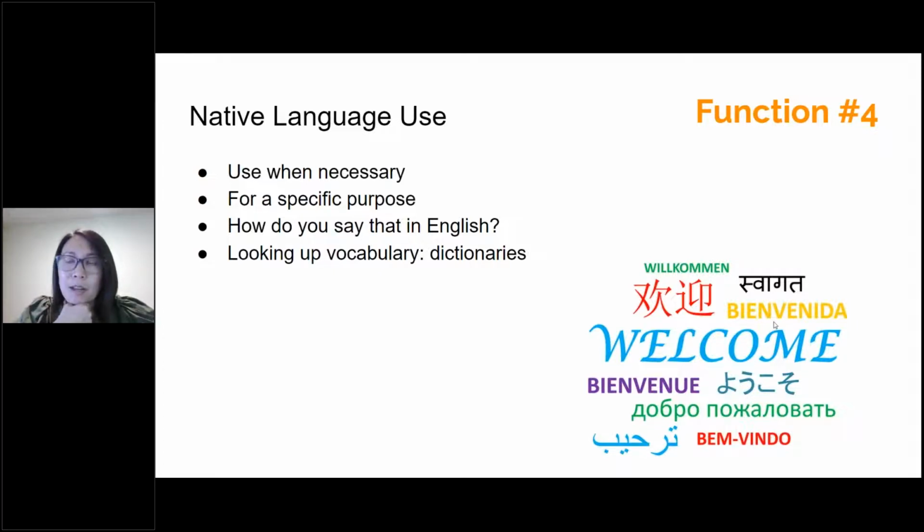I do want to talk about native language use in secondary specifically. I think Pamela is going to come back on at the end and talk about it in primary grades. But for secondary, native language use is something that can be very, very helpful if used correctly, when necessary only, and for a specific purpose. So for example, if you have a multi-level class, the students can use their native language for the higher level to translate something really quickly for the lower level students.